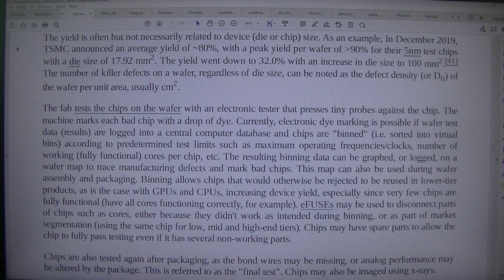The number of killer defects on a wafer, regardless of die size, can be noted as the defect density, or D0, of wafer per unit area, usually cm².